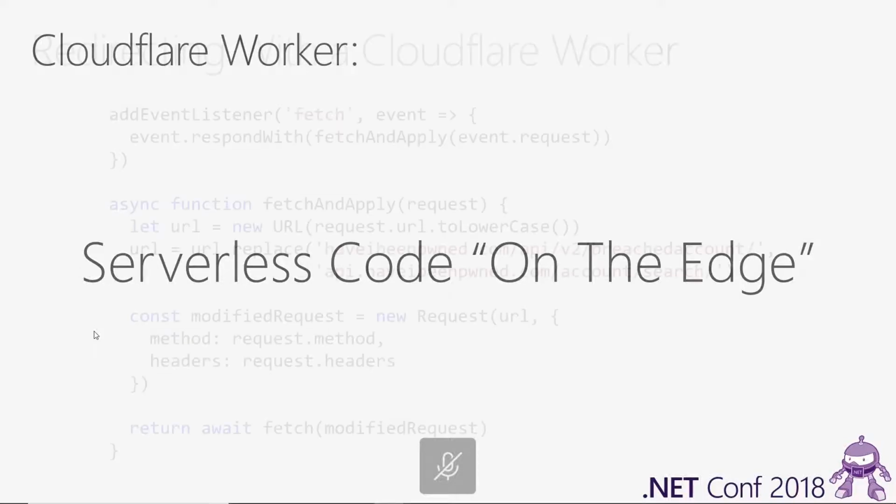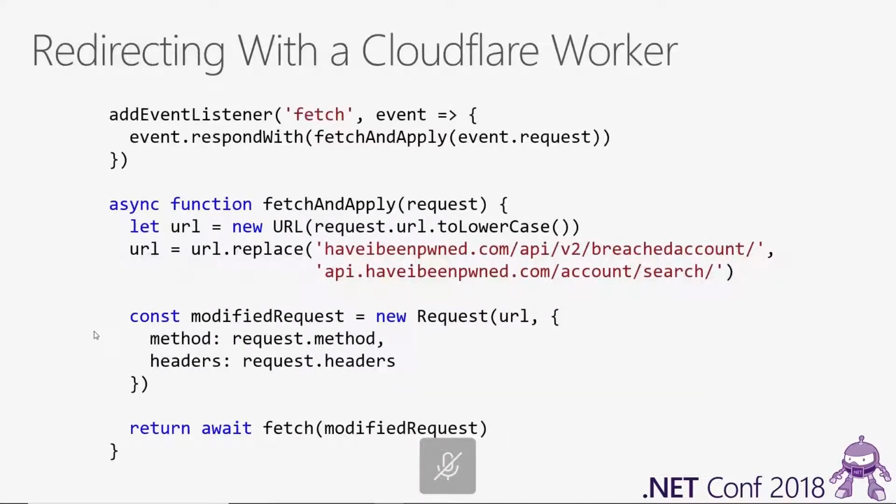I added code that looks like this. I'm just going to explain this very briefly. This listens to incoming requests. It gets the requested URL. It lowercases it because I don't want this to be case sensitive. It looks for the old URL, haveibeenpwned.com/blah blah, and it replaces it with the new URL of the function. And what it does then is the Cloudflare worker from the edge calls into that new location.